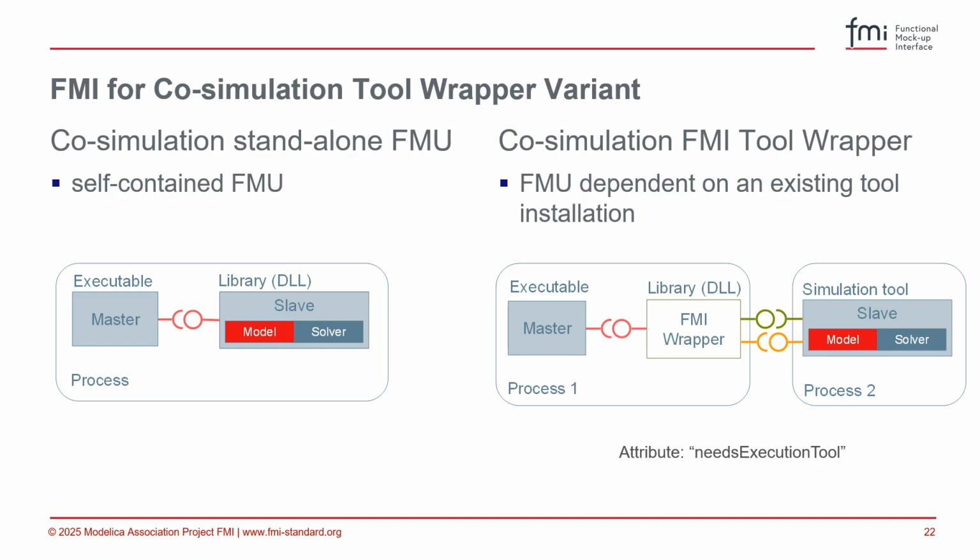But there is also a variant which we call tool wrapper FMU, and here this flag that we mentioned on the last slide indicates that the FMU is not self-contained, but it needs additional software that has to be installed on the target machine. For example, for certain multi-body simulation tools, you can get an FMU where you need a tool installed in order to execute the FMU.